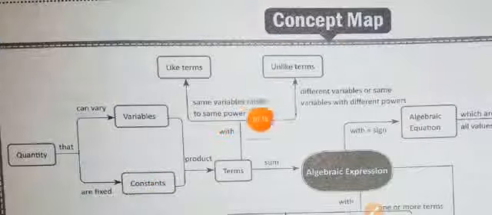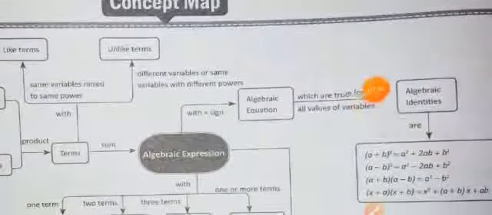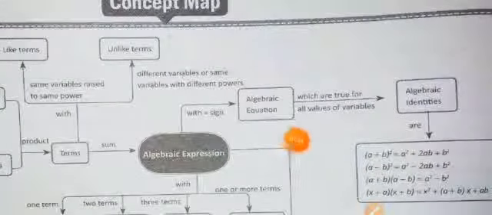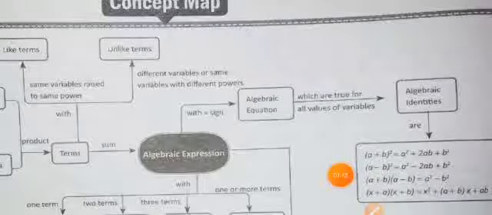Now the concept map of algebraic expressions. Algebraic expressions with signs, and algebraic equations which are true for all values of variables. The algebraic identities are: (a + b)² = a² + 2ab + b², (a − b)² = a² − 2ab + b², (a + b)(a − b) = a² − b², and (x + a)(x + b) = x² + (a + b)x + ab.